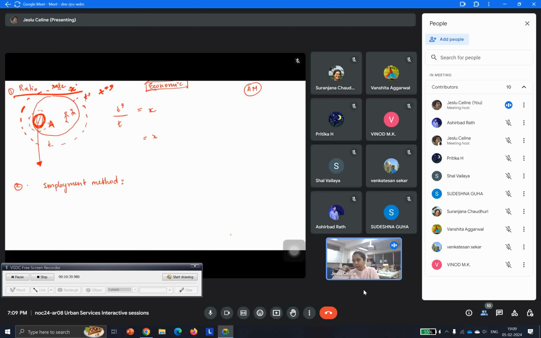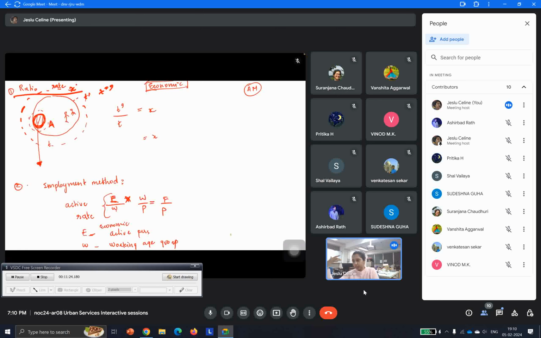In the employment method, the formula that we use is E by W into W by P is equal to E by P. Employment requires activity ratio with working age. Yes, very good. So this mainly shows the ratio of active people. This is the activity rate, where E is an economically active person, somebody who's working, and W is all the people who are in the working age group.